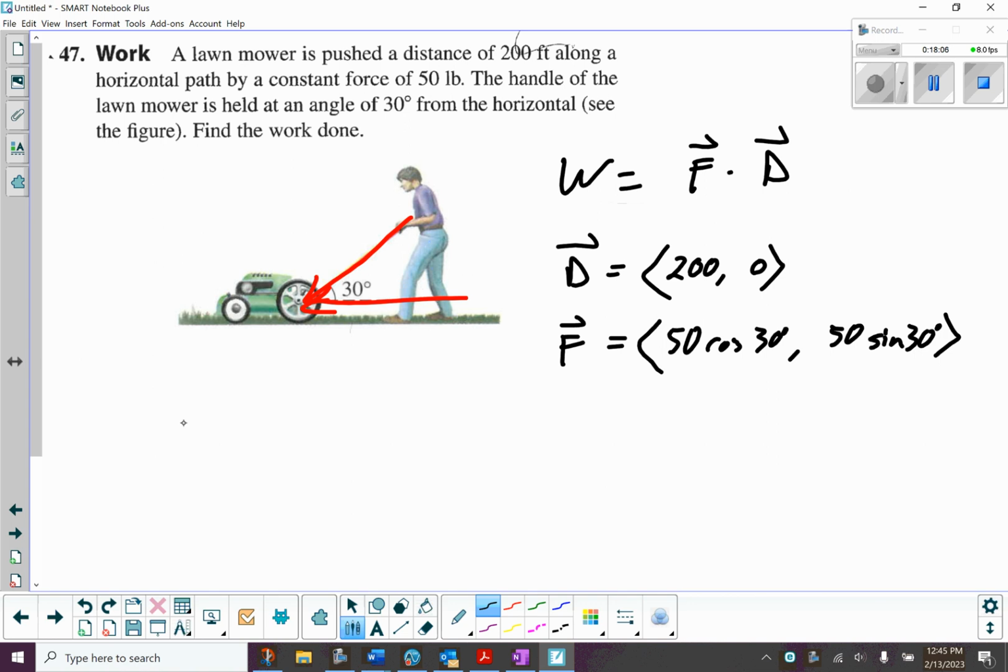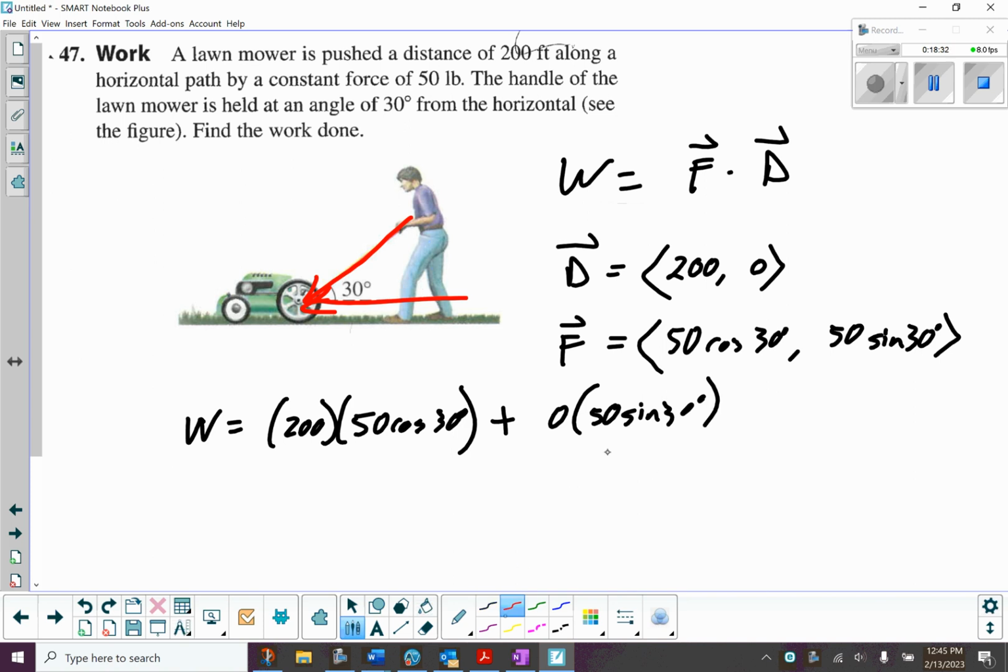When we do our dot product to find the work done, that means we're going to take the 200 times the 50 cosine of 30 degrees. Do you have your calculator set on degree mode again? And then we're going to add, oh, look at this, 0 times 50 sine 30 degrees. That just becomes 0. All we really need here is that first part.